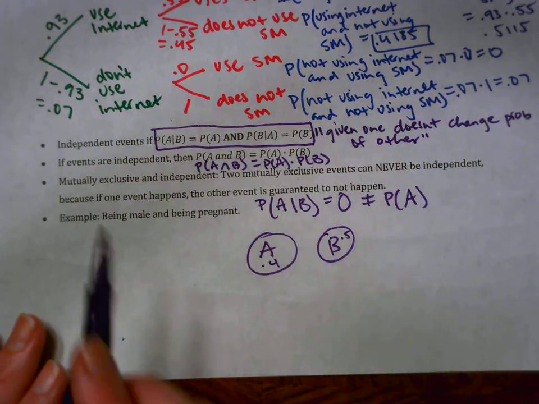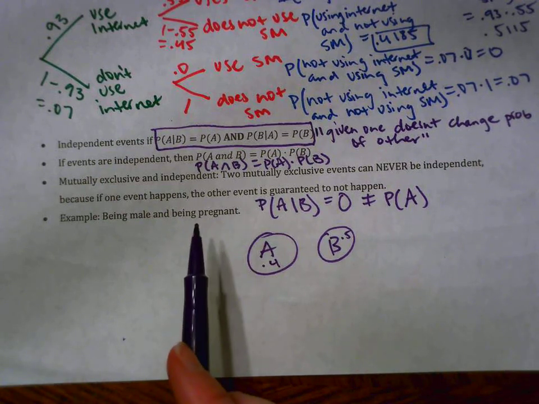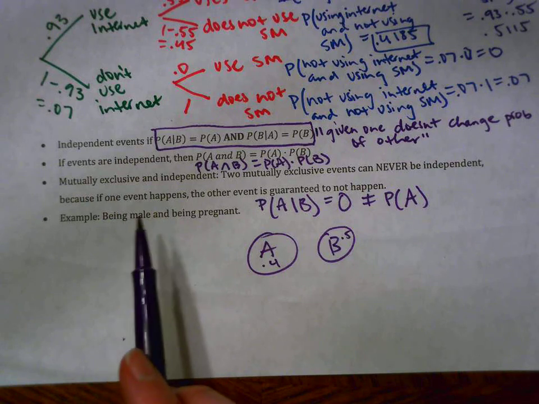And an example is being male and being pregnant, right? Given that someone's pregnant, it's going to be pretty obvious that the probability of being male is 0.